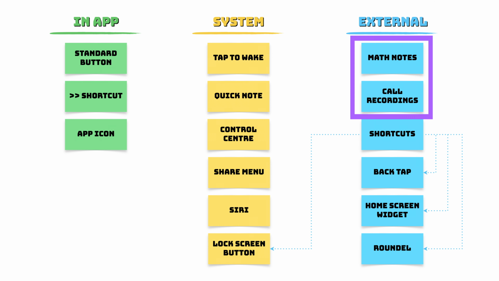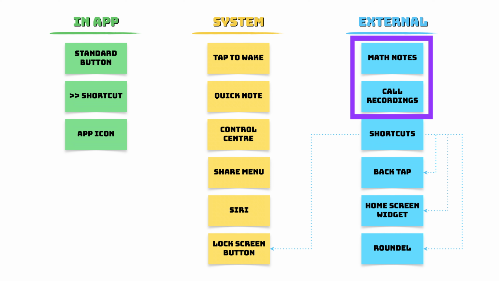So the next in line in the system category was going to be the lock screen button. However, that relies on shortcuts. So we're going to park this for a second and move on to the next section. The next section starts with math notes and call recordings. These are two ways to create a new note.